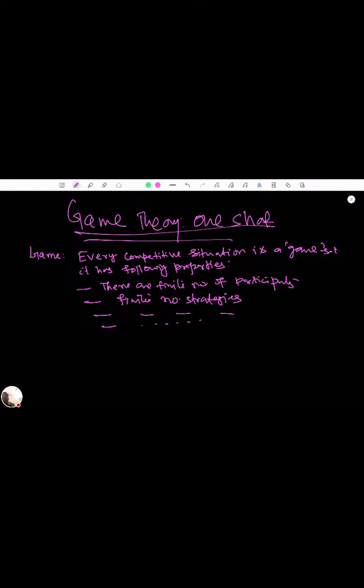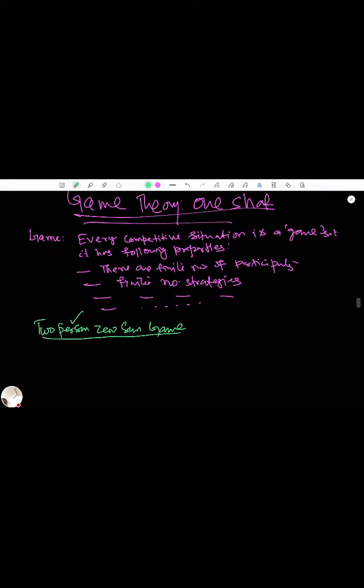two-person zero-sum game. What is a two-person zero-sum game? In a two-person zero-sum game, there are two persons involved, and the net gain by all the players is 0. That means, suppose player A and player B are both playing a game.